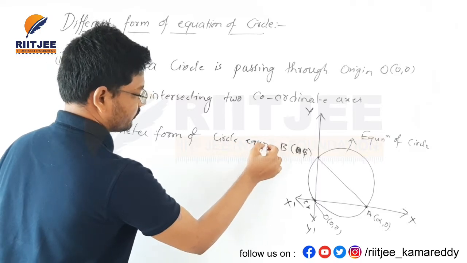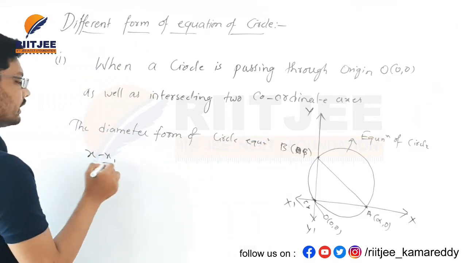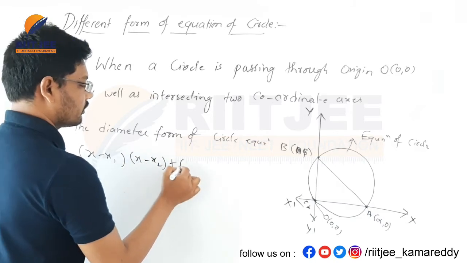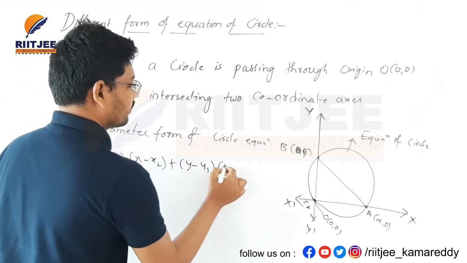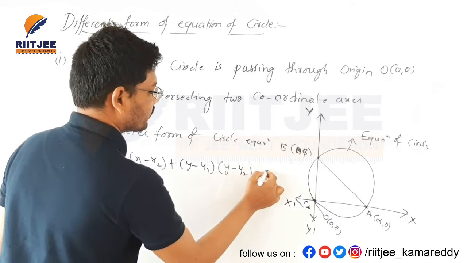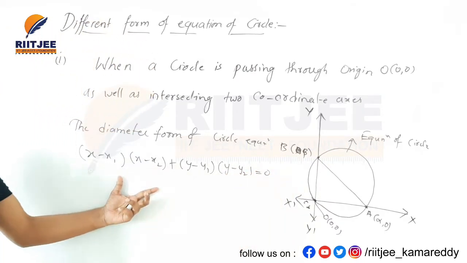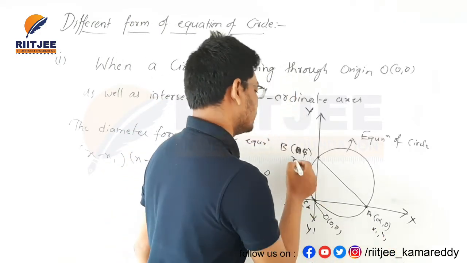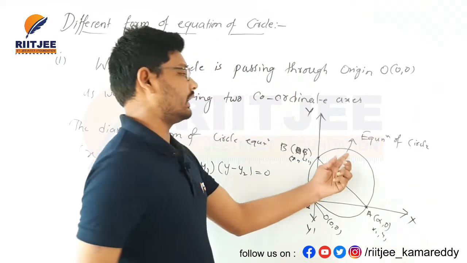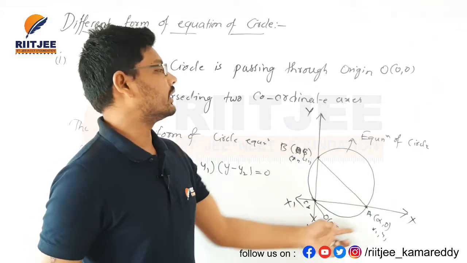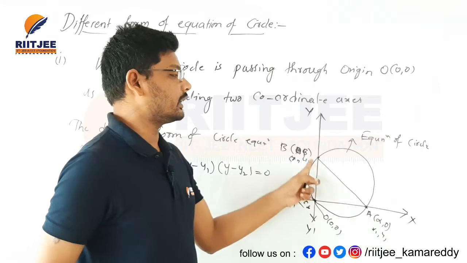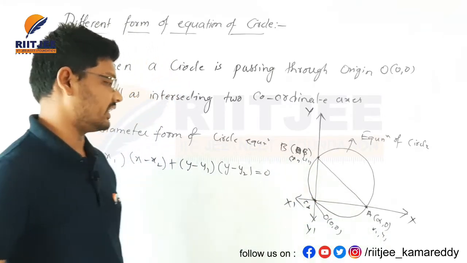The equation is (x − x1)(x − x2) + (y − y1)(y − y2) = 0. Here it is in the diameter form, the general form of the diameter form, where this is x1, this is y1, this is x2, y2. Here we need ultimately the equation of a circle passing through the center and intersecting the two coordinate axes.